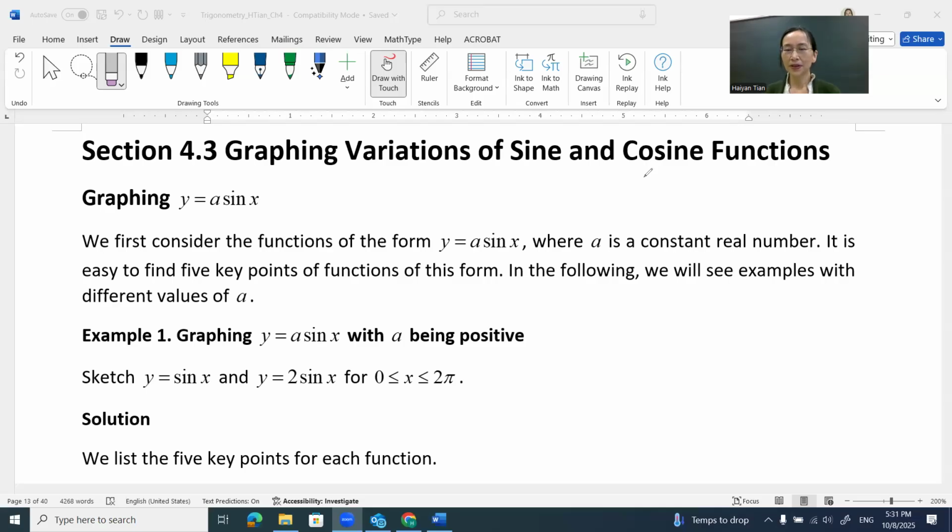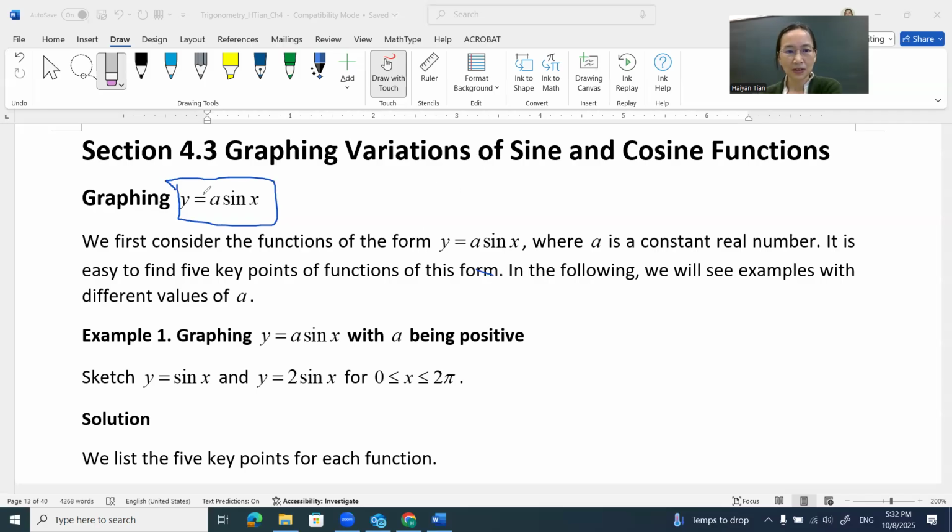I have talked about the graph of the basic sine function and the basic cosine function. So let's now focus on the graphing of the variations of sine or cosine functions. So suppose we consider a sine function. This is a certain variation. That is, there's a number in front of the sine function.